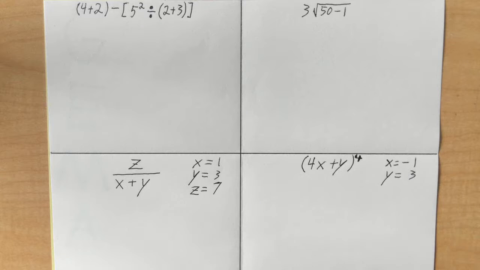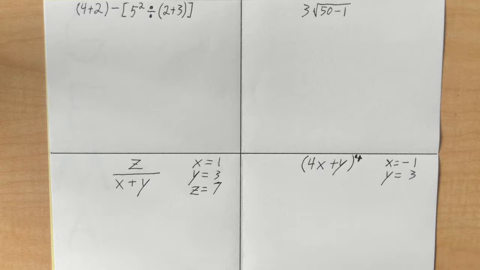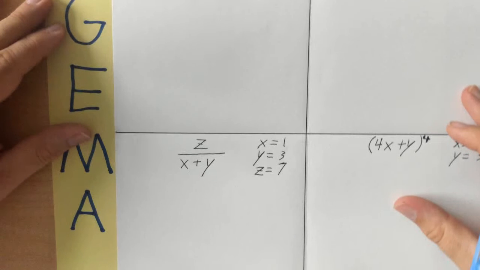Okay, we have 4 problems here. Now, with these problems, I'm seeing a lot of numbers. I'm even seeing some variables here. This looks like a lot. Here's something that's going to help me. I call it GEMMA, right?